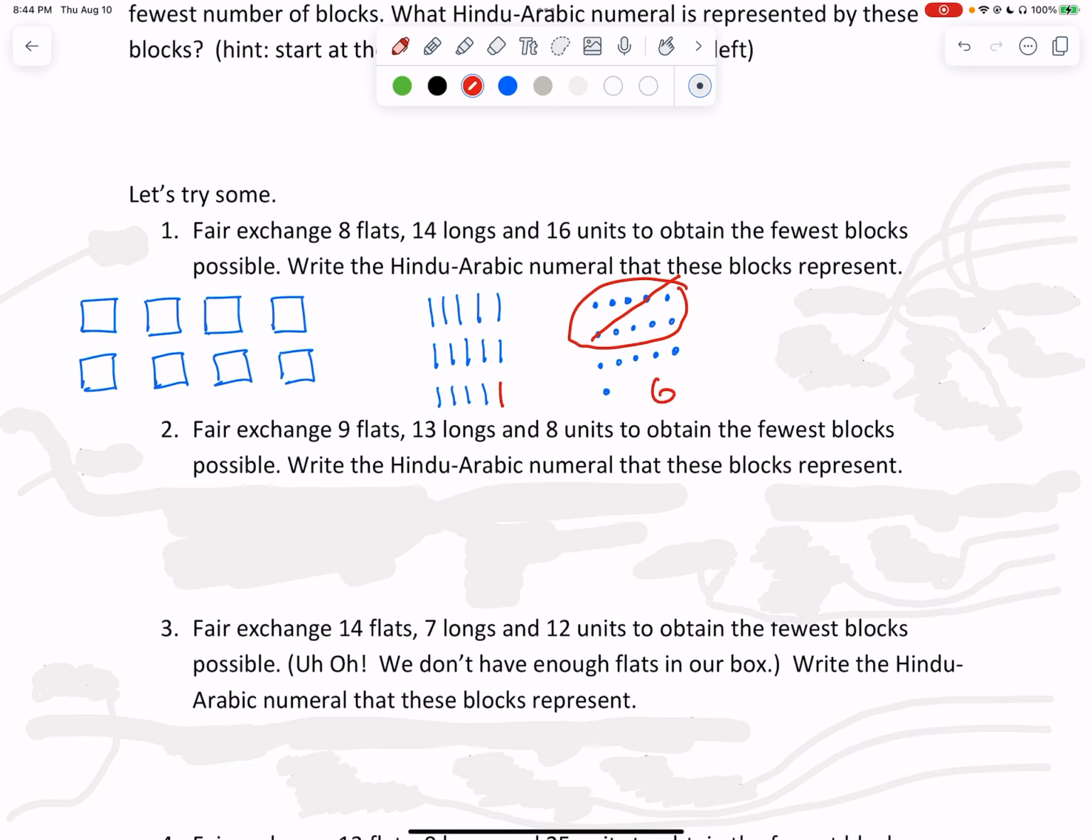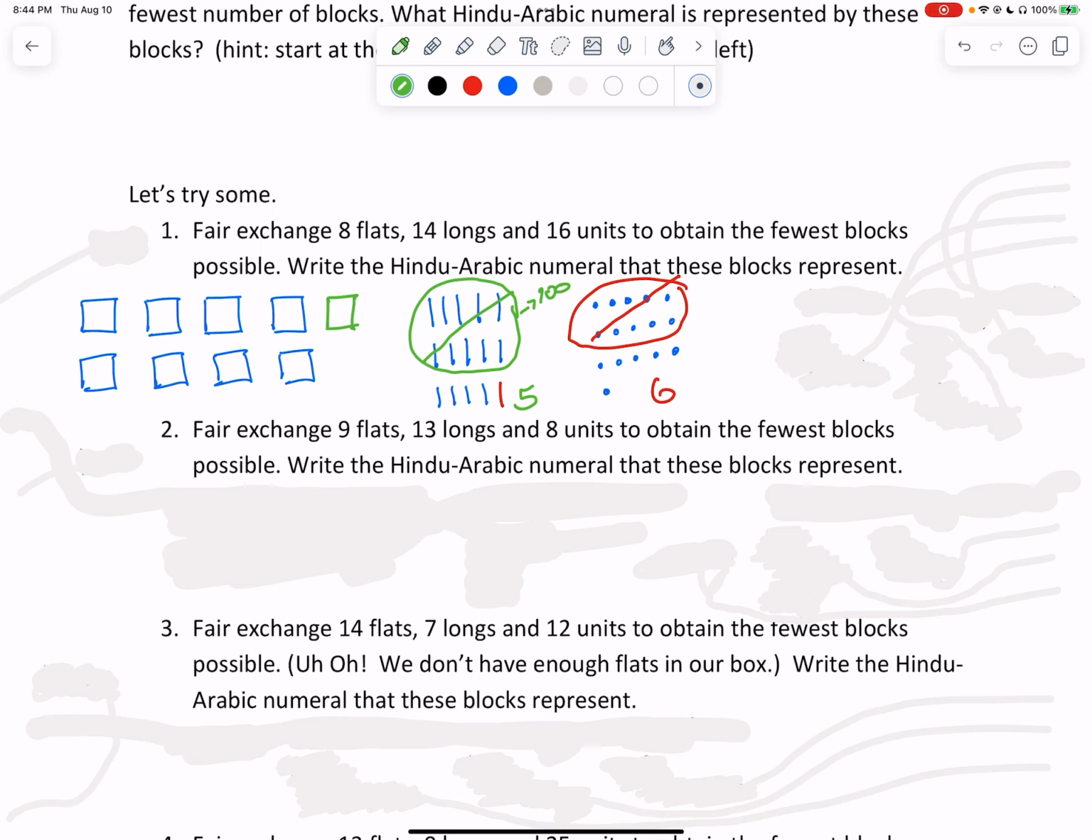We're going to do the same thing over here. I'll do a different color. Now we're going to take these 10 rods and do the exact same thing. We're going to get rid of those, and we're going to trade them for a flat, because that is actually 100, right? 10 tens is 100. So how many do we have left after we've already traded? We have 5 down there.